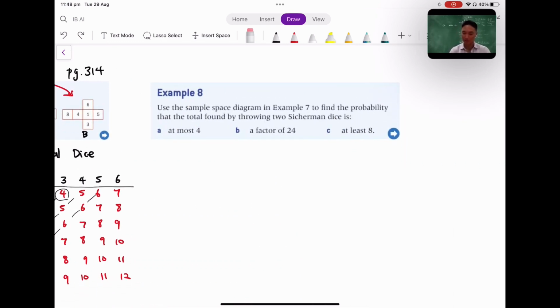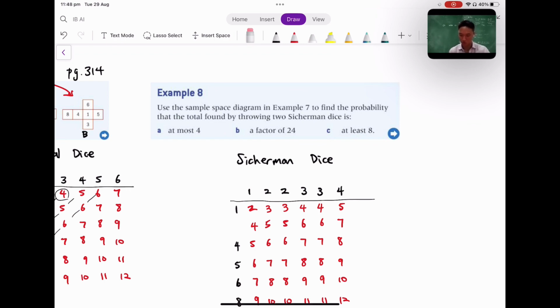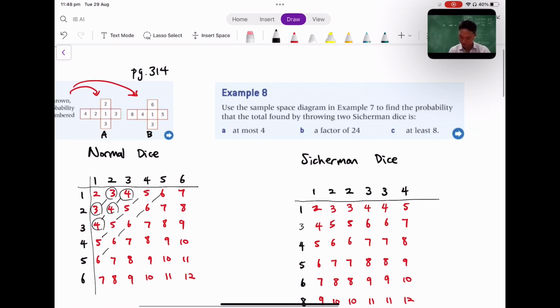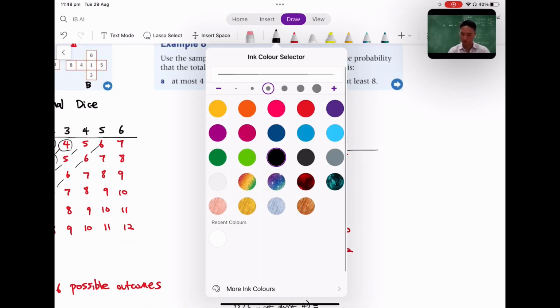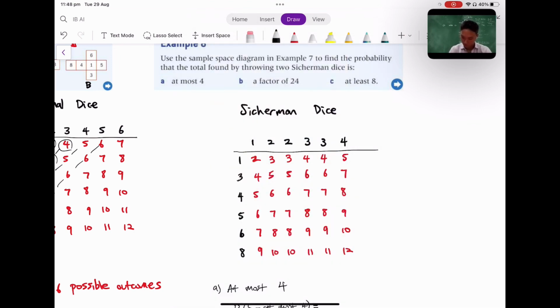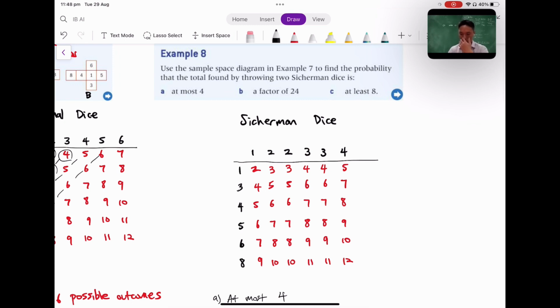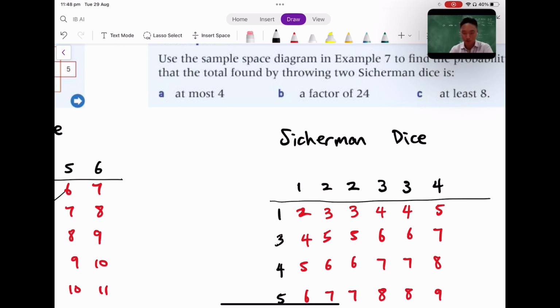Example 8 uses the same example from example 7, using the Sichuan dice. And once again, I have written down the table already for you. Now the question asks you, use the sample space diagram in example 7 to find the probability that the total found by throwing 2 Sichuan dice is at most 4. So that is 1, 2, 3, 4. Actually, there would be no 1 because there's no 1 in the data set.